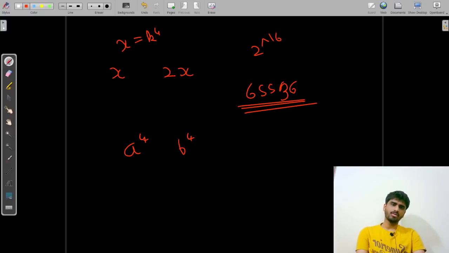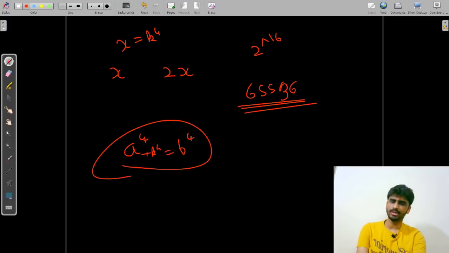I think it's the opposite of helpful, because we can never have a to the power 4 plus k to the power 4 equal to b to the power 4, according to Fermat's last theorem. So this is always impossible. But with some constants getting multiplied to this, maybe it is possible.